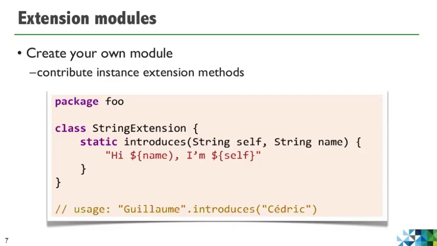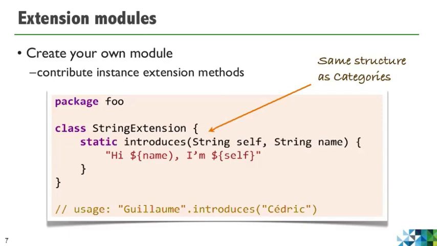And this introduces method is going to return the G string that you see here, the interpolated string that you see here. Hi, Cedric, I'm Guillaume, okay? So this is exactly the same structure as Groovy categories. So if you know categories already, you can do, well, the same. It's really the same structure.